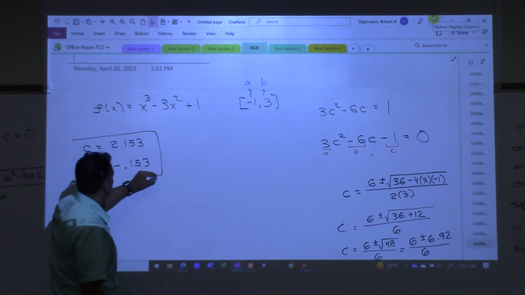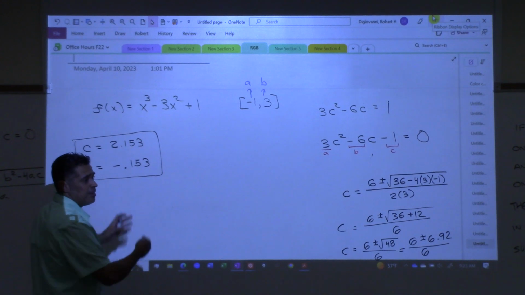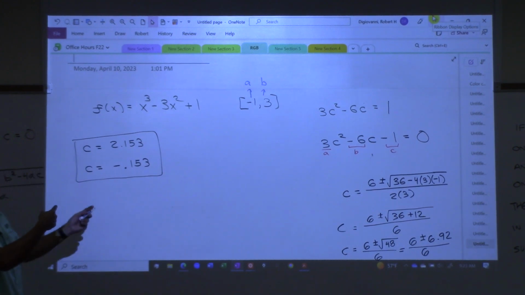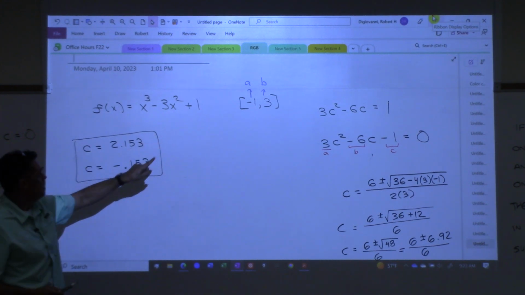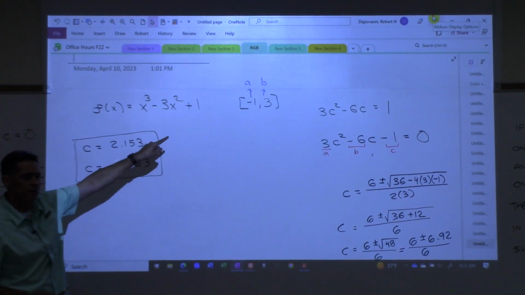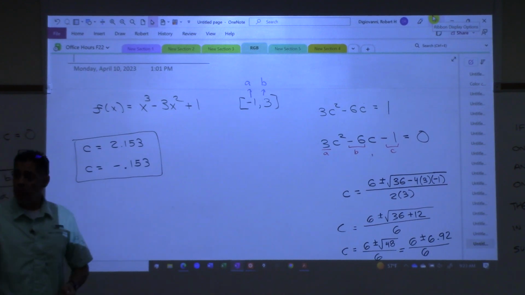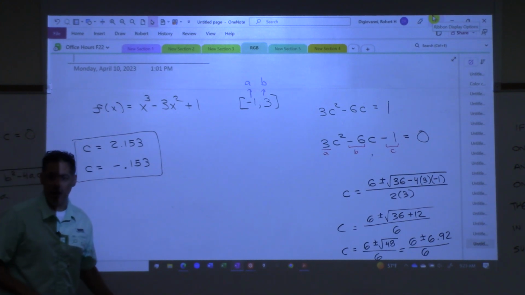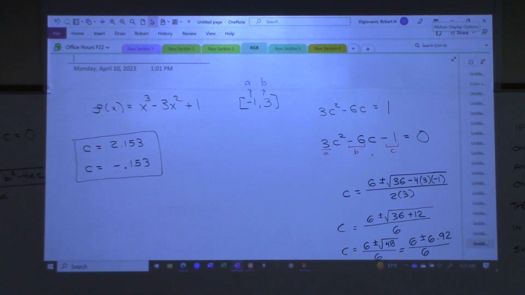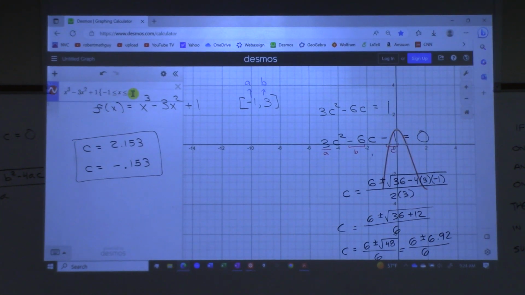And so now, before I do anything else and say these are my answers, I need to check whether or not these live in the interval we're talking about. Do they? Does 2.153 live in there? Yes. Does negative 0.153 live in there? Yes. That means there's two places where the tangent line should be parallel to the secant line when I graph this. So I want to go back to Desmos, and I want to change that 2 to a 3. That'll give me more of the graph.